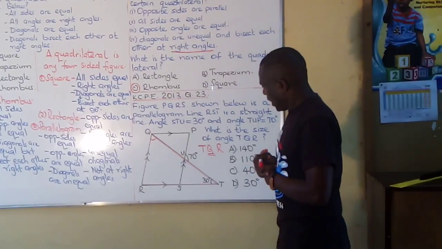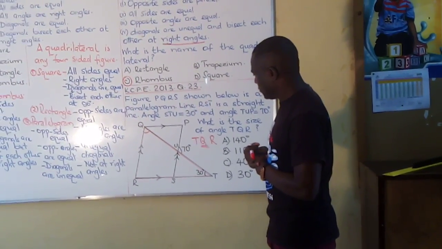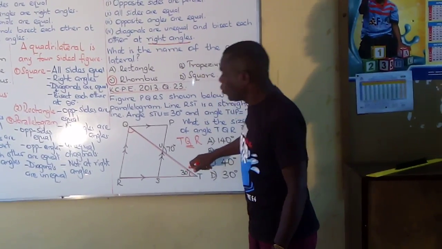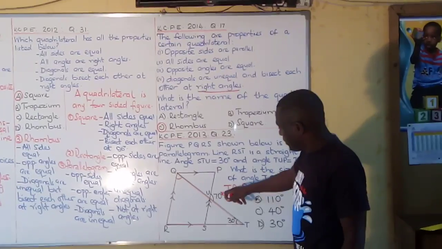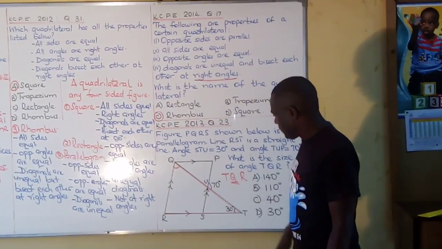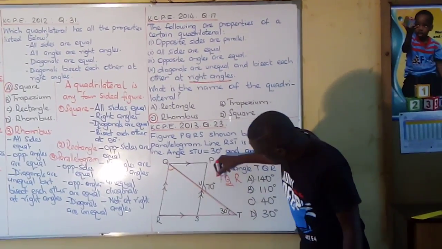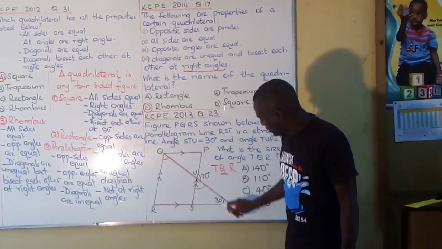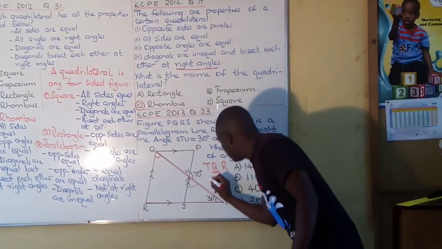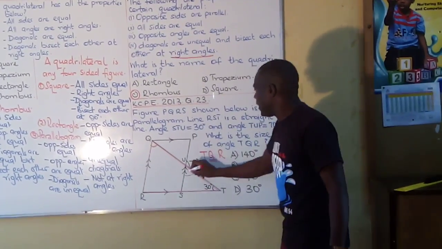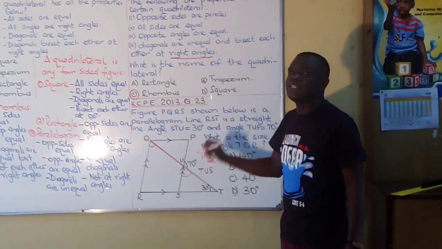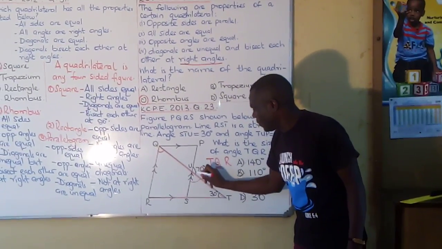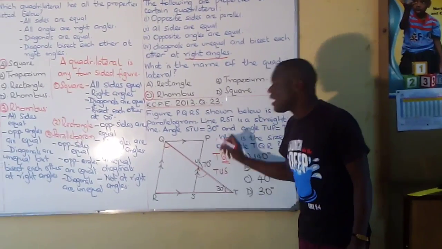Now it's very easy to know this, boys and girls. Let's look at the clues that would lead us into getting that. 70 and this angle here. This angle is TUS. 70 and TUS are angles on a straight line. Which is the straight line? PUS is the straight line. So 70 degrees and TUS are angles on a straight line.